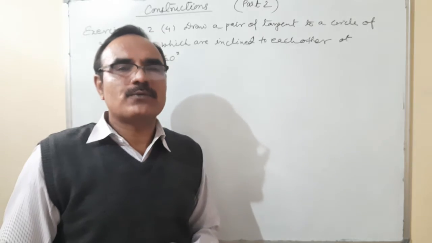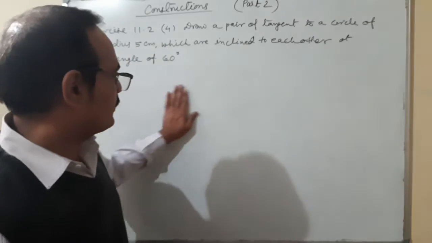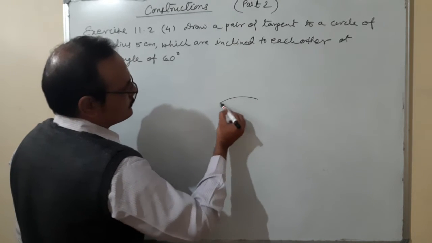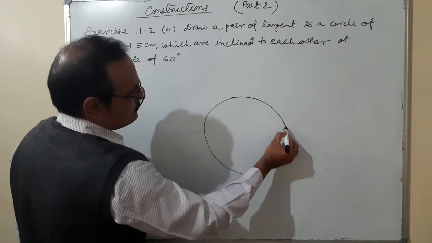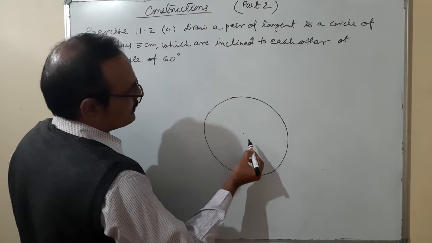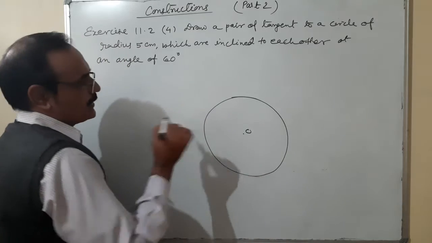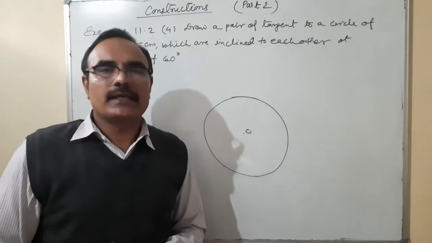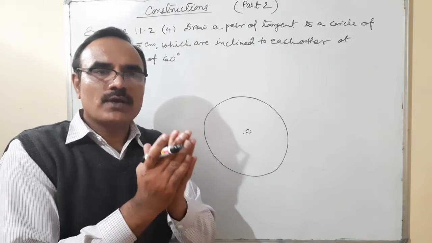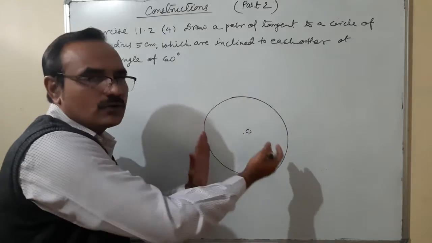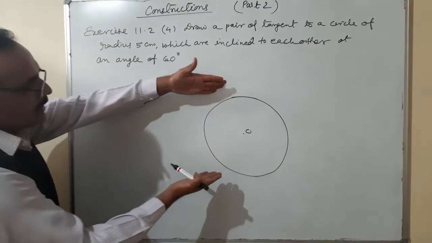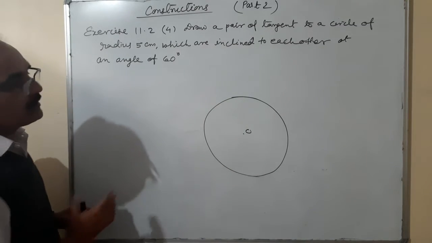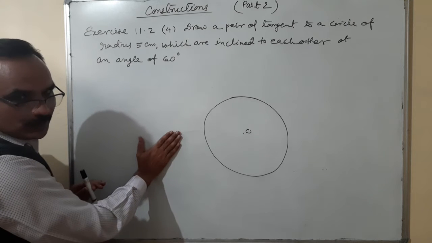So the very first thing is we have to draw a circle of radius 5 centimeter. Okay. So open the pair of compass, 5 centimeter, draw a circle. Center O, radius 5 centimeter. Which are inclined to each other at an angle of 60 degree. That means we are going to draw two tangents to any side, upside, downside, left side or right side. Suppose on the left side I am going to draw two tangents which are inclined to each other at an angle of 60 degree.